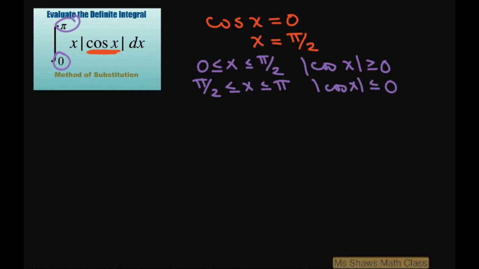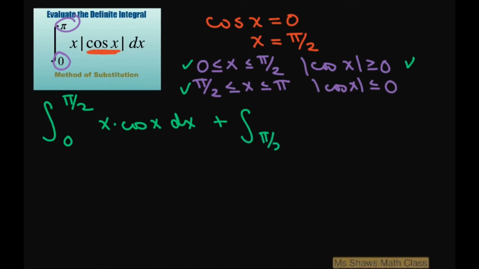So the way we want to set up our integral is, the first one is from 0 to pi divided by 2. Since it's positive, we're just going to write x times cosine of x dx. And then we're going to add this one, from pi divided by 2 to pi. Since cosine is negative there, you're going to write negative x cosine of x dx.